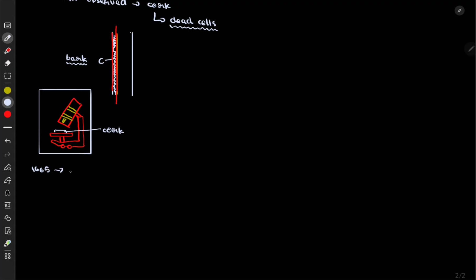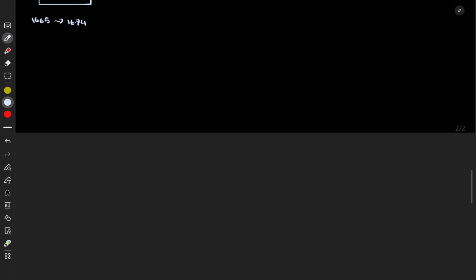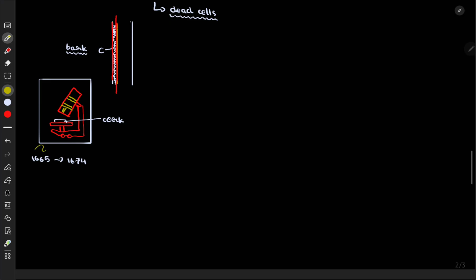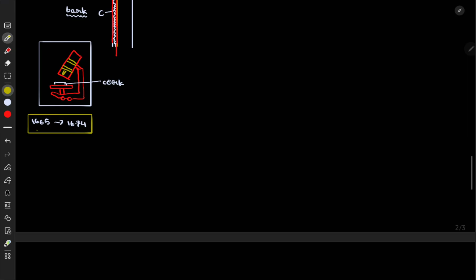The next incident happened in 1674. So it's not really that far away. It's just 9 years. I mean, even though 9 years is a lot for us when we observe it in real time, it's not really long in that time, especially with that technology. So in 1665 we saw that Robert Hooke had observed dead cells. Later in 1674 came another Hooke. Okay, not making fun, just so that you guys can memorize.